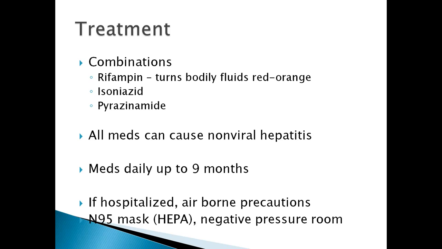Rifampin, I believe it is one of those, you have to promise that you will use protection all the time because they cause some birth defects. So a lot of teaching with the patient. If a patient's hospitalized with TB, we know that they need to be on airborne precautions, the HEPA mask, the N95, and in the negative pressure room. If a patient needs to leave to go down to have a test, we just put a normal mask on them and wheel them down for the test.